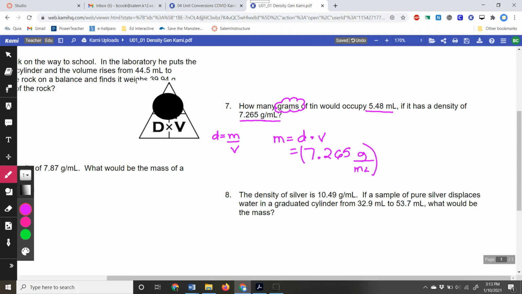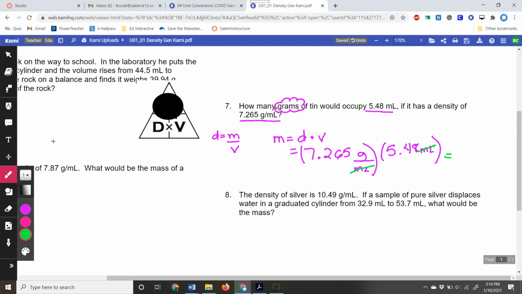Again, notice how I'm writing it like a fraction. And I'm going to multiply that by the volume, which was 5.48 milliliters. Okay, now what I'm going to do is get my units to cancel out. And again, the reason that I write my units for density like a fraction is because I can easily see how they'll cancel out. I have milliliters in the top, which will cancel with milliliters in the bottom. And now I'm going to grab my calculator and do this multiplication.